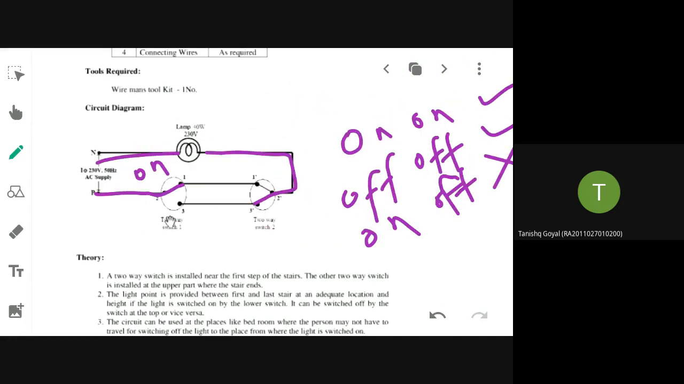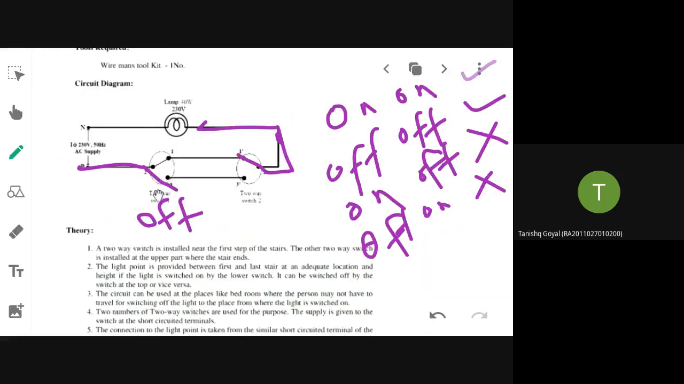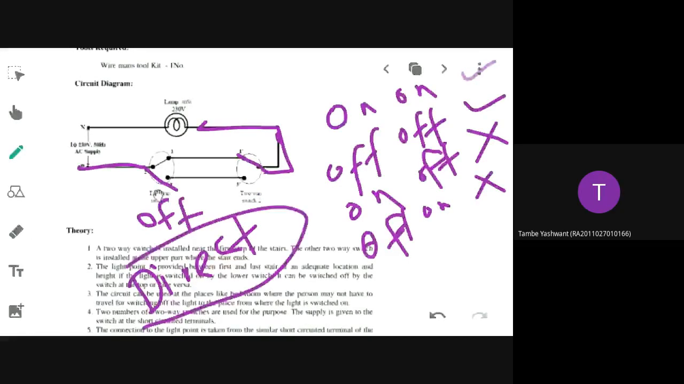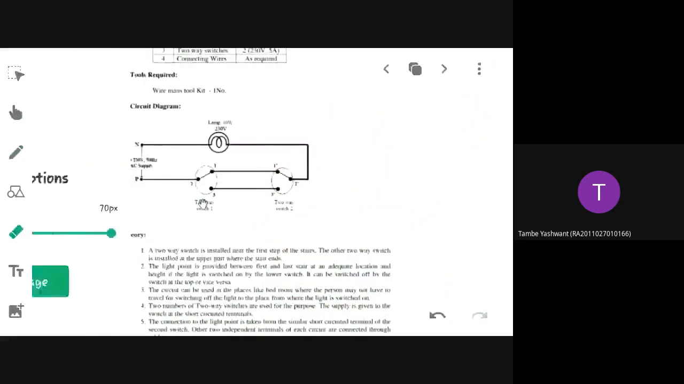Another thing. I am keeping this off, I am keeping this on. Then same, it will not glow. Yes, ma'am, it will not glow. So this is the truth table for what connection? Direct or cross? This is called as direct. Direct, ma'am. Okay, direct.